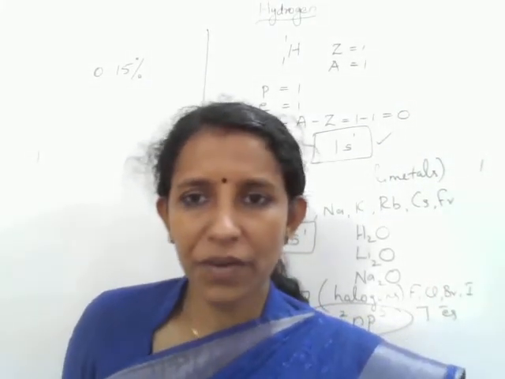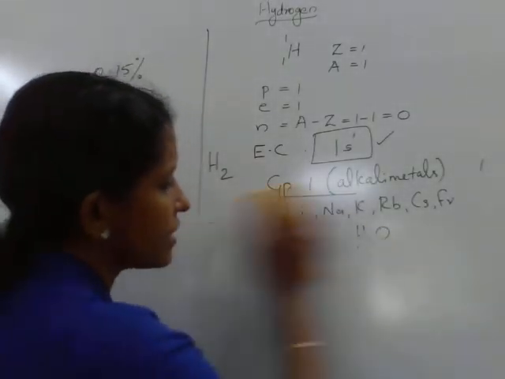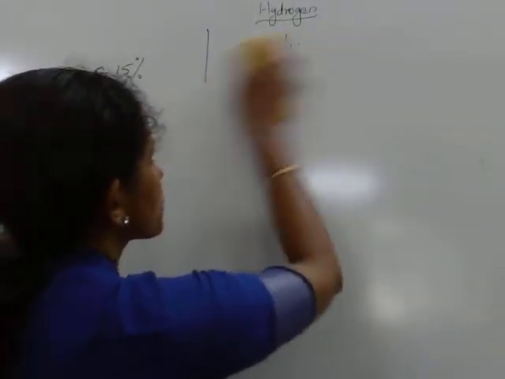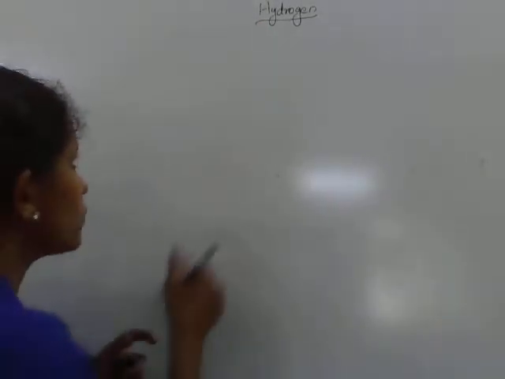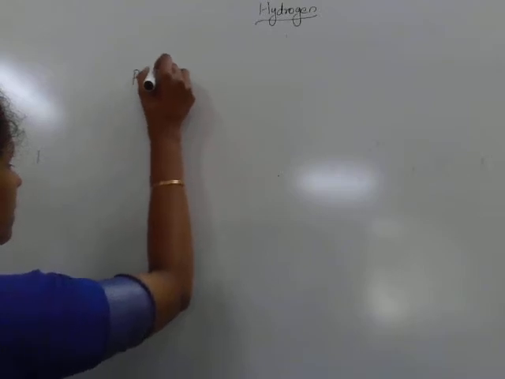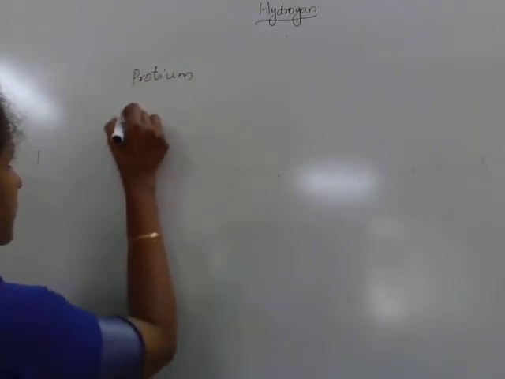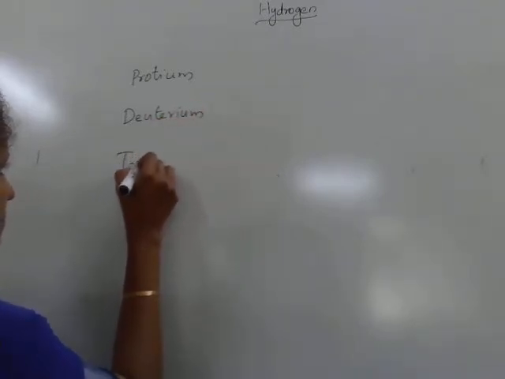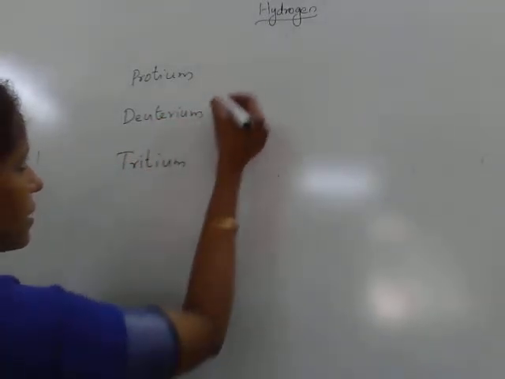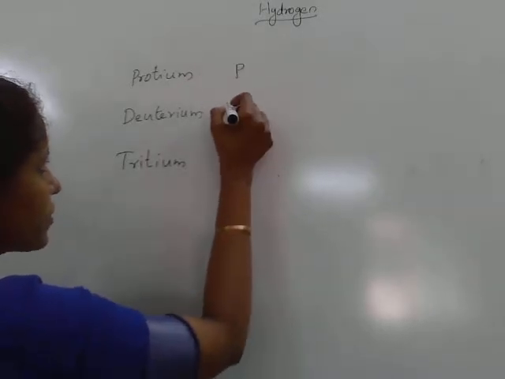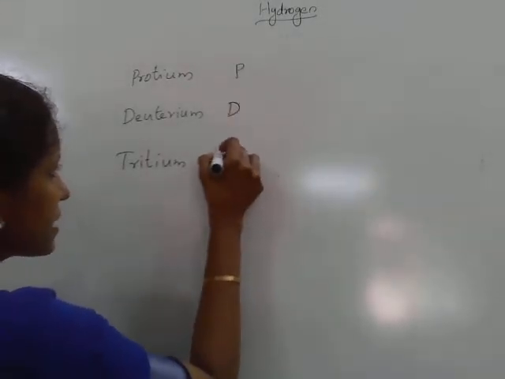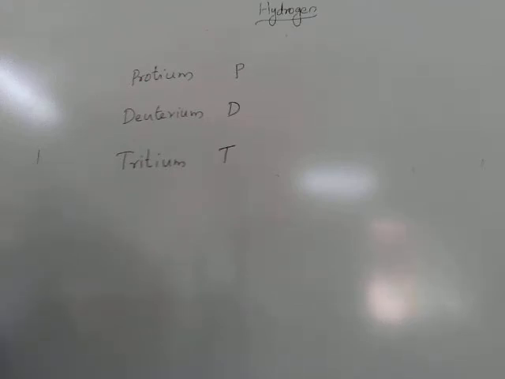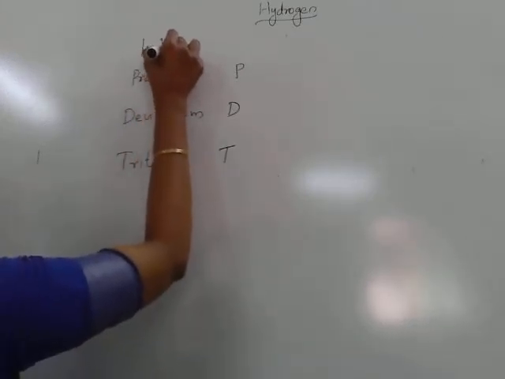Now the isotopes of hydrogen. Hydrogen exists in 3 isotopic forms. They are known as protium, deuterium, tritium. Protium is denoted by the letter P, deuterium capital D, tritium capital T. These are the isotopes of hydrogen.